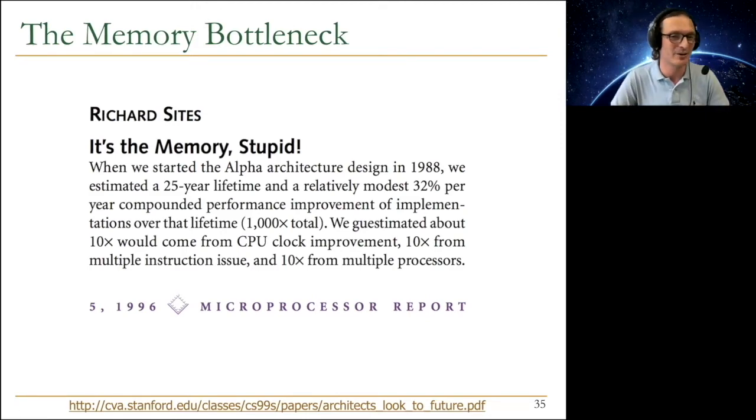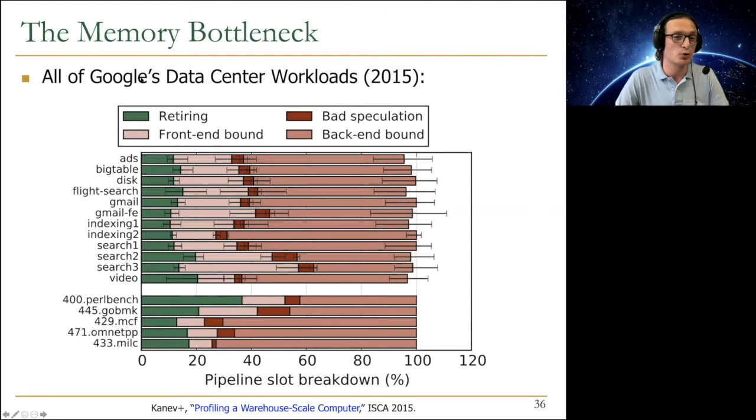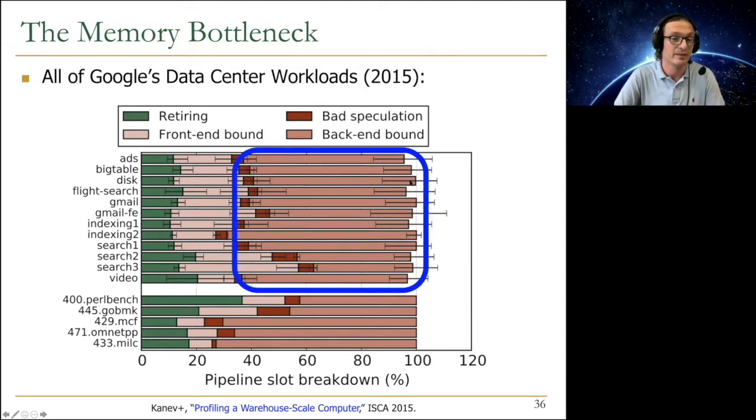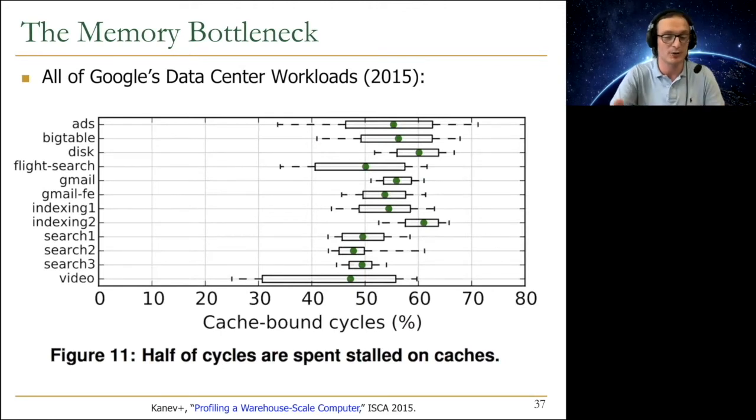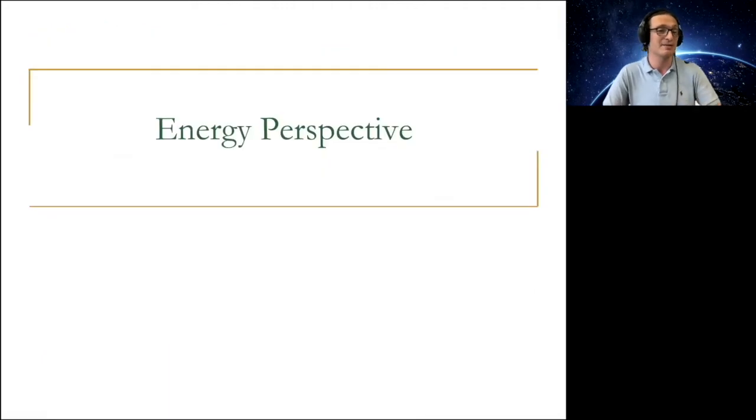And this is more recent data from Google. This is a paper published by Google about 6 years ago. Here they look at all of their data center workloads, according to them, and some SPEC workloads over here. They basically show us the same thing. The red parts are where the processor is stalled. The green parts are where the processor is finishing instructions. You can see that only 10 to 20% of the time the processor is finishing instructions. Most of the time, the processor is waiting for memory. You can see their analysis in the paper. It's a beautiful paper. Okay, so that was the performance perspective.